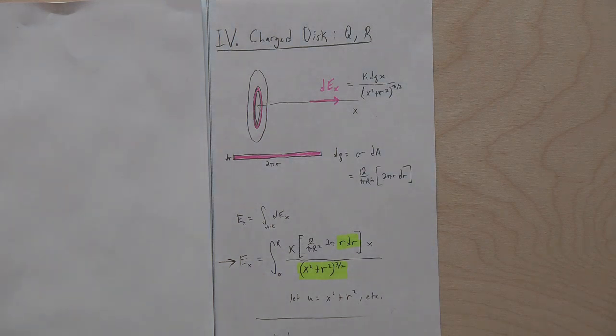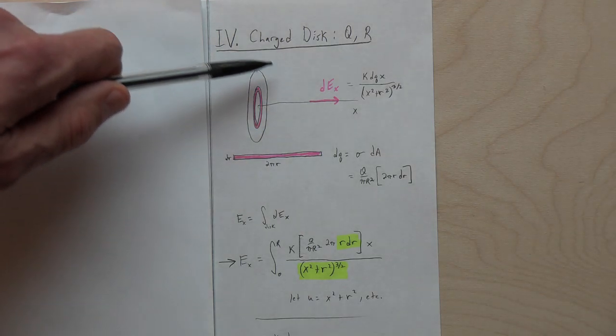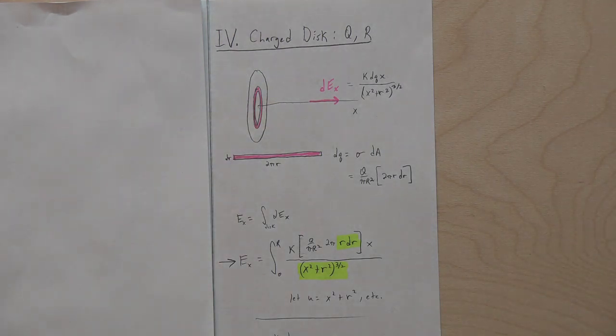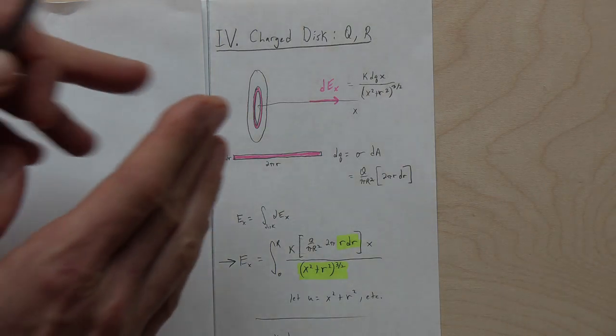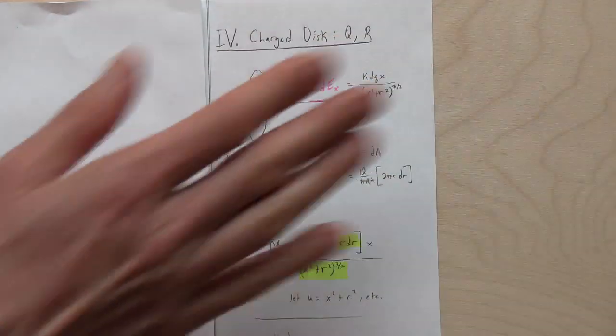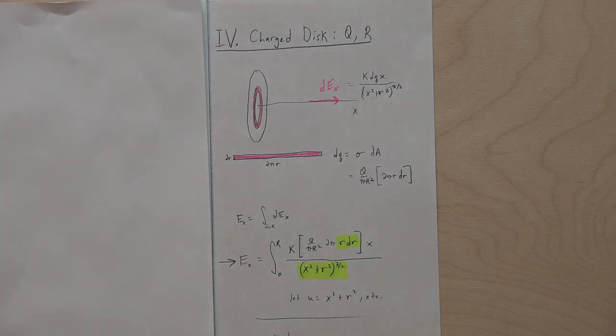Maybe a pizza is a better example. You spread charge evenly over the entire pizza, through the center, out to the edges, charge all the way around, evenly spread out. So we're going to find the electric field and the voltage.